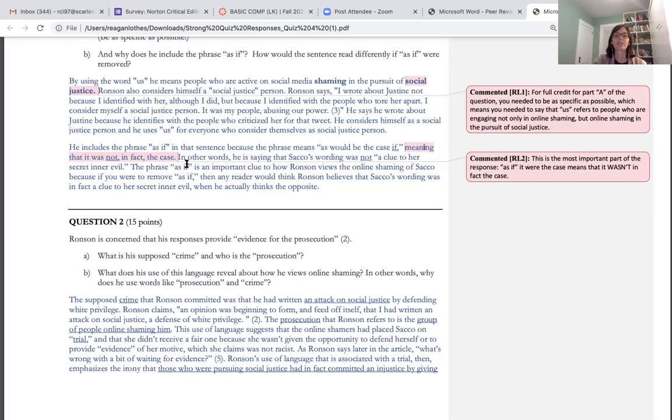So in other words, he's saying that Sacco's wording was not a clue to her secret inner evil. The phrase "as if" is an important clue to how Ronson views the online shaming of Sacco, because if you were to remove "as if," then any reader would think Ronson believes that Sacco's wording was in fact a clue to her secret evil, even when he thinks the exact opposite.